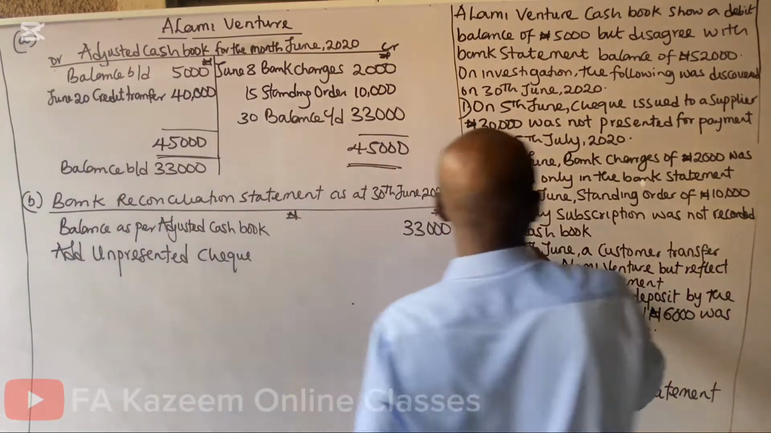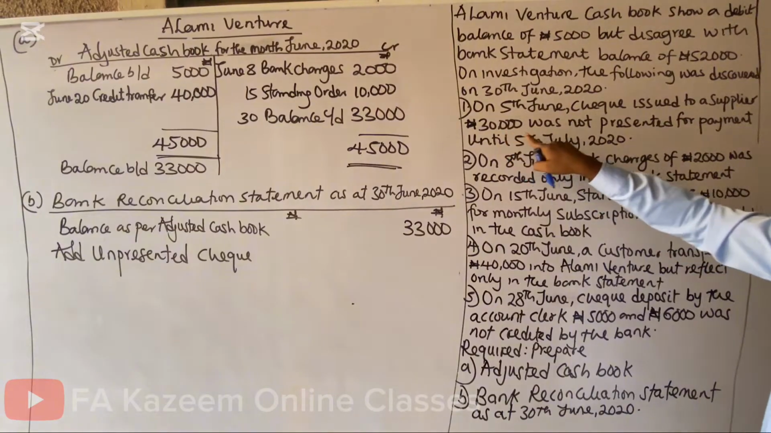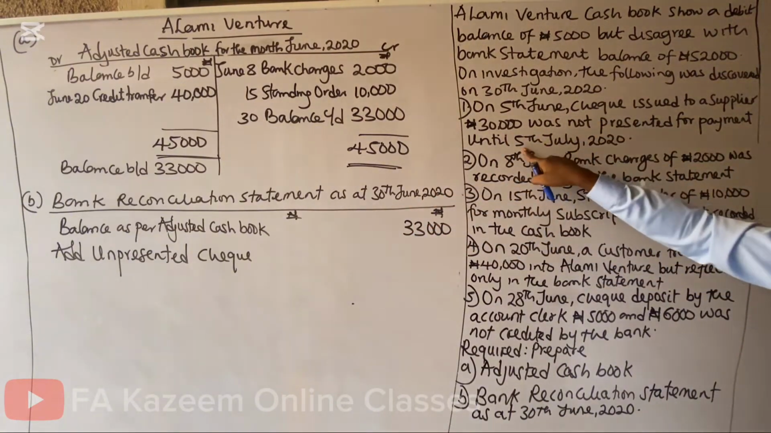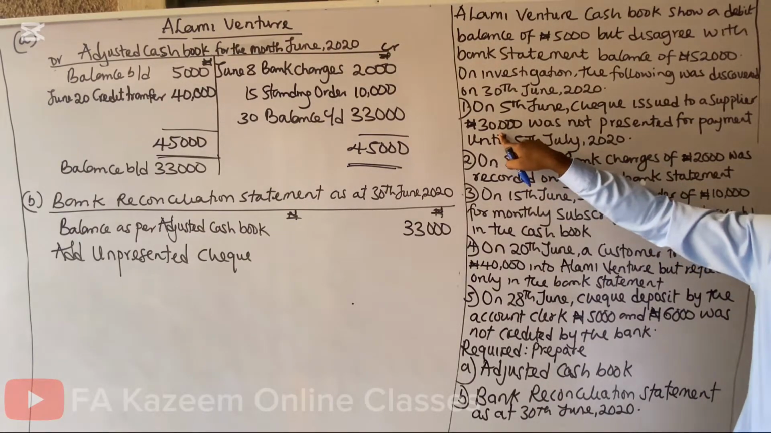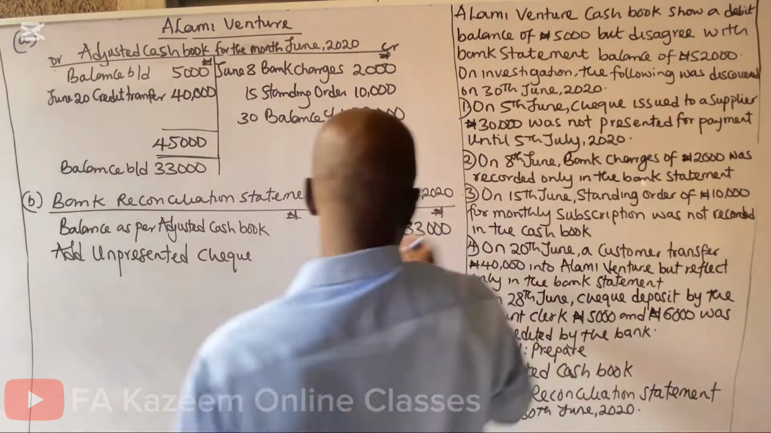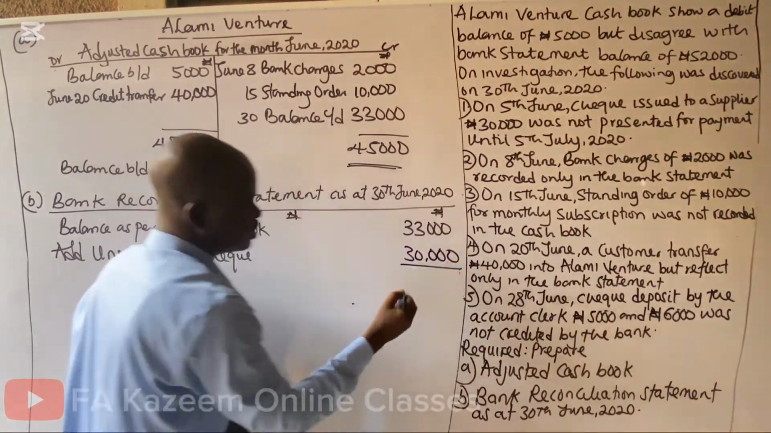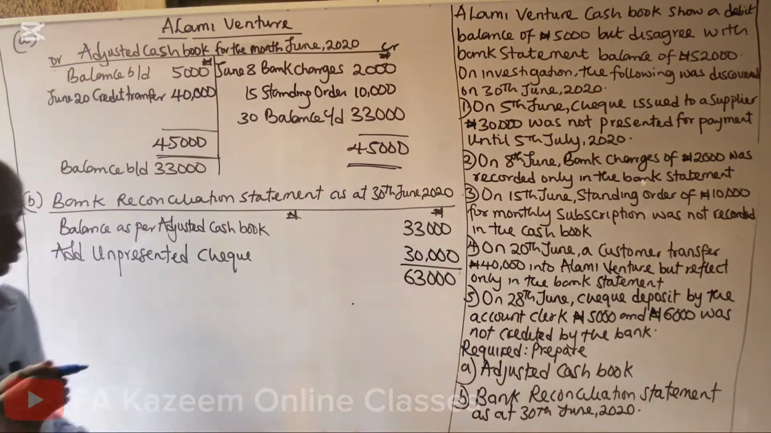And how much is this check? The check is 30,000 naira, which is number one. The check as at 30th of June has not been presented, but it was later presented on 5th of July. But at the time of reconciliation, that check has not been presented. That's giving us 30,000 naira, meaning the cash book is having 63,000 naira.